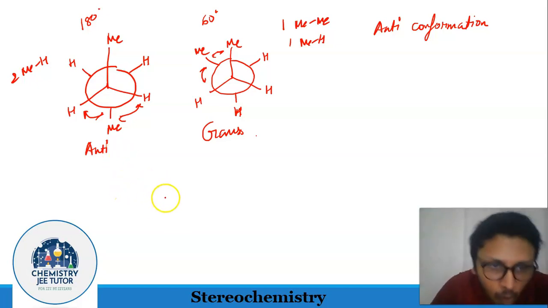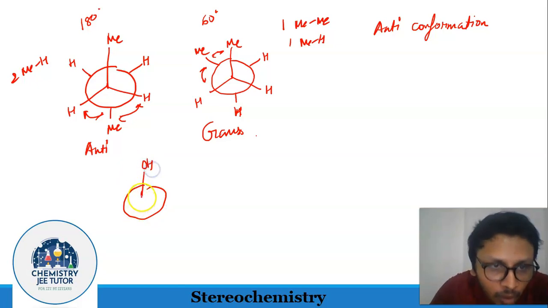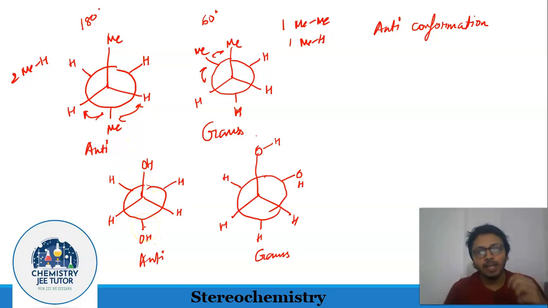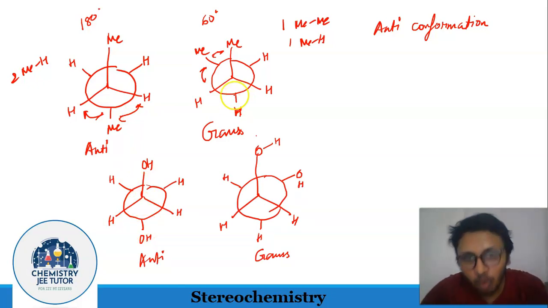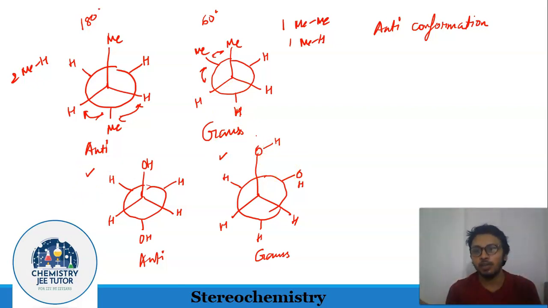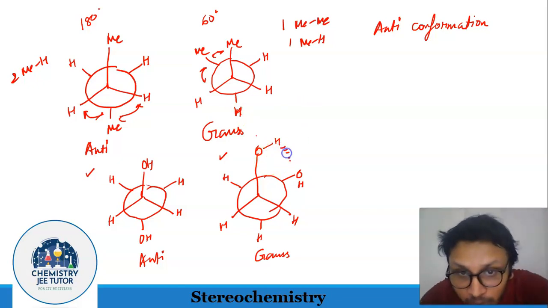Let us see how. Suppose in place of methyl, I just replace it by OH group, and let us draw the anti and the Gauche conformation. So this is the anti conformation where the two hydroxyls are at 180 degrees with respect to each other. This is the Gauche conformation where the two hydroxyls are at an angle of 60 degrees with respect to each other. Why will I say that when there is a hydroxyl, the Gauche conformation is more stable? Here the Gauche conformation is more stable due to hydrogen bonding.